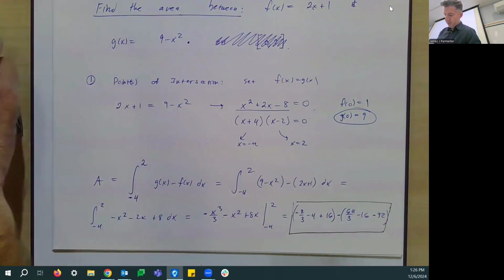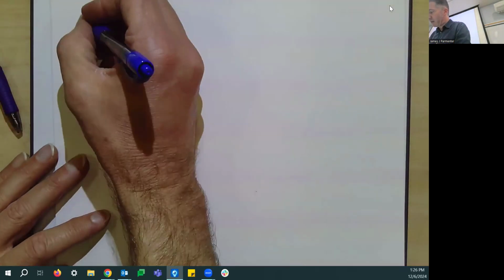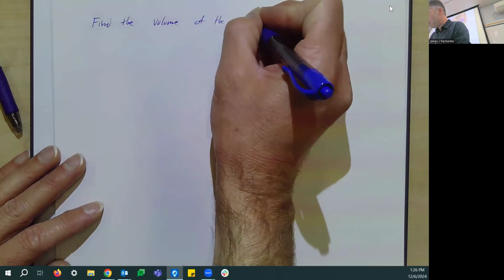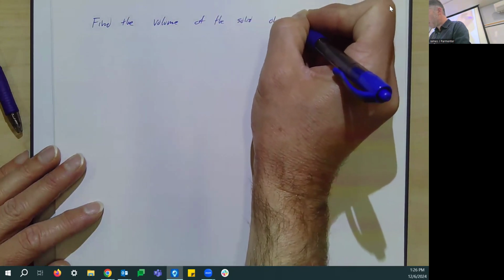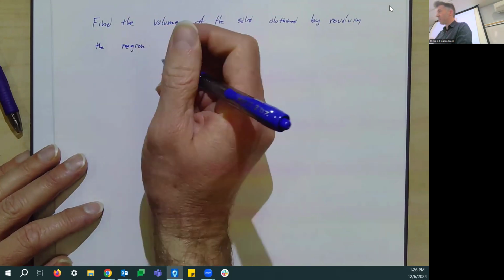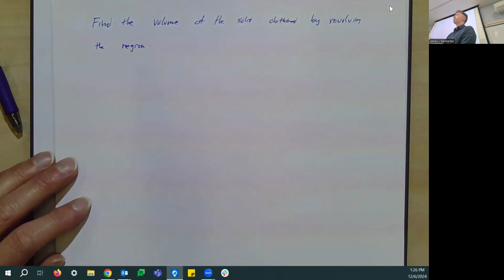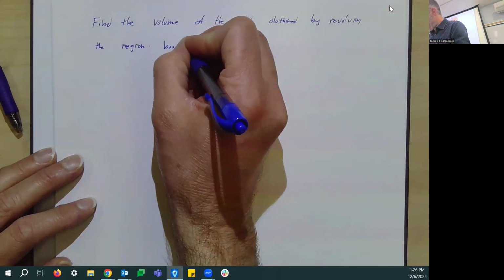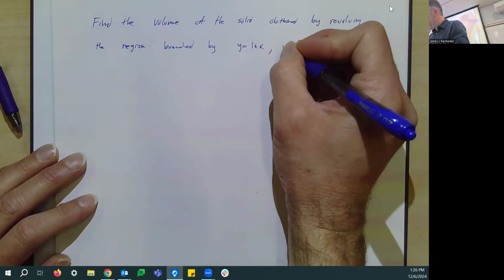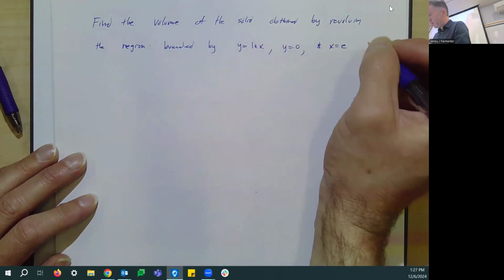So let's say we want to find, which way do we want to go here? Yeah, let's find the volume of the solid obtained by revolving the region. Let's see, how terrible do I want this to be? Sorry, give me 1 second here. The region bounded by. Yeah, we'll do that. y equals natural log of x, y equals 0, and x equals e.